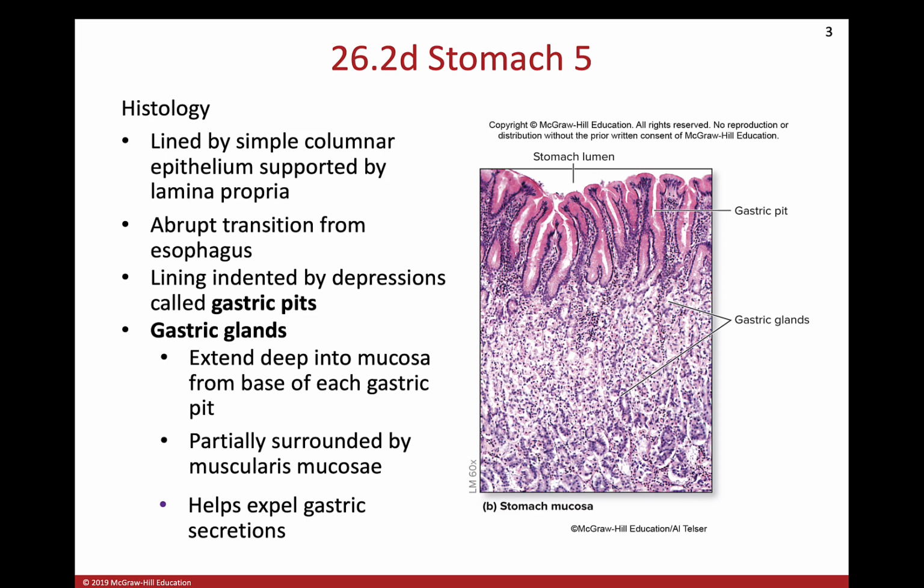Now, when we look at the histology of the stomach, what really is going to characterize the stomach is what we refer to as gastric pits. So these are these indentations, okay? And if you were to look at a slide that has both the distal esophagus and the beginning of the stomach, you'll see a really interesting transition that is characterized by these gastric pits. Within the gastric pits, we find gastric glands. These are glands that extend deep into the mucosa from the base of each gastric pit. It is partially surrounded by muscularis mucosa, which will help expel gastric secretions.